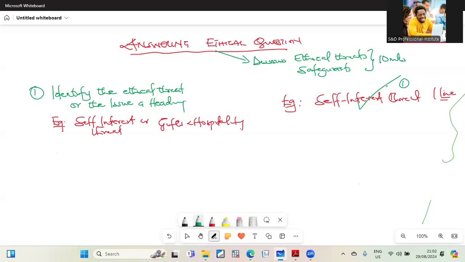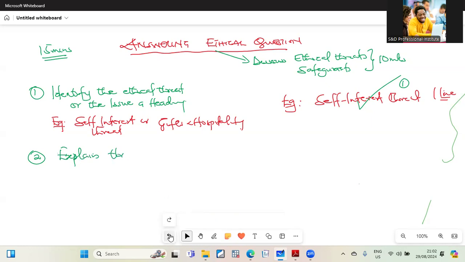Now, number two. And anyway, before I give you the number two, the maximum amount of time you should spend in answering this 10 marks question is 15 minutes. All right, 15 minutes. Okay, so number two is that you explain the issue. So let me just even put it that way. So you start by writing your explanation. So explain the threat. The threat linkage from the question.